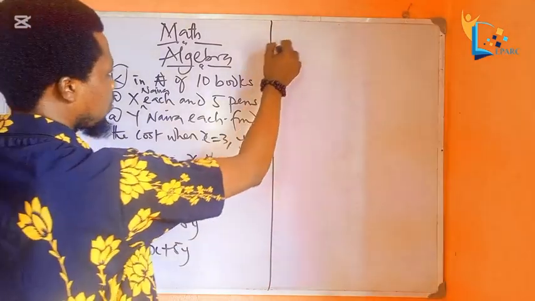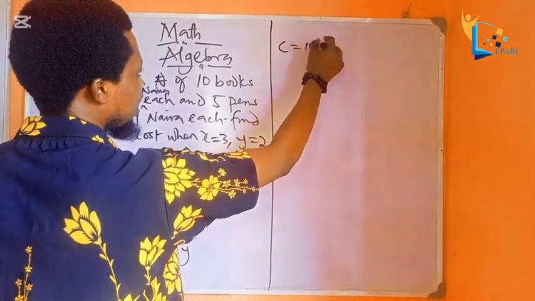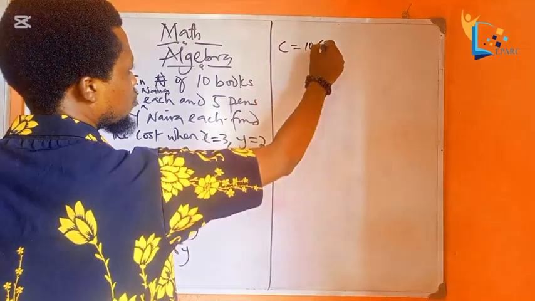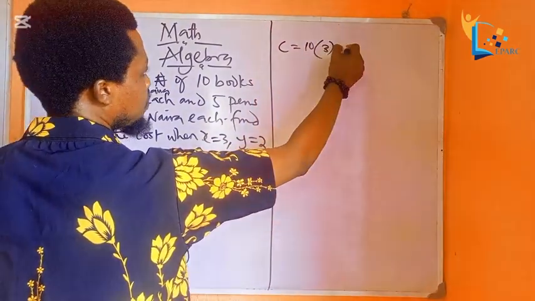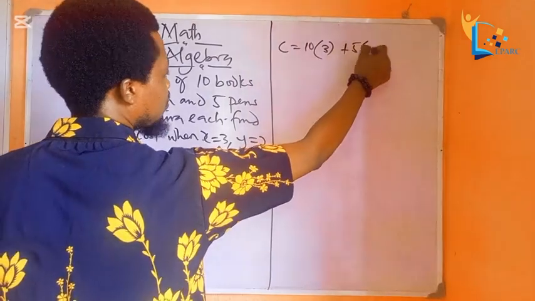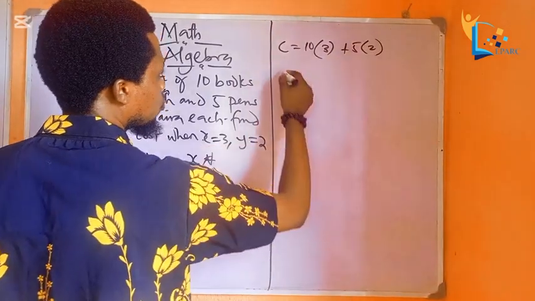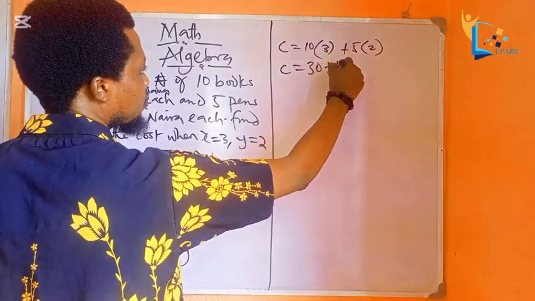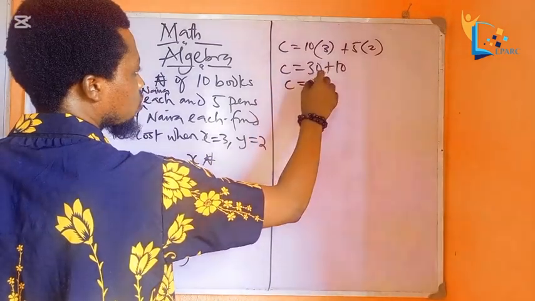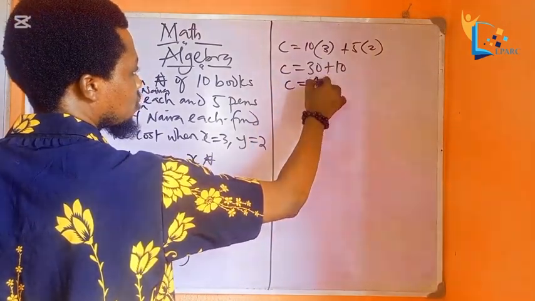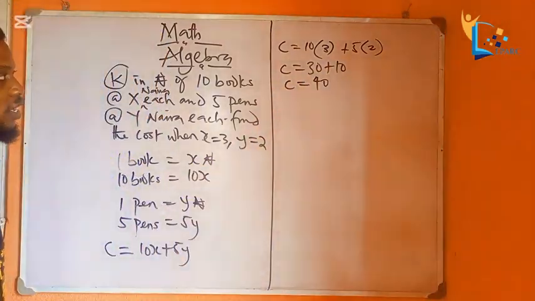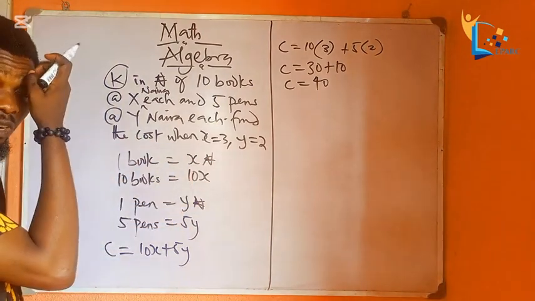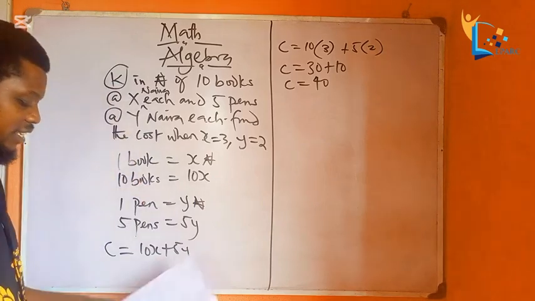So here we have C is equal to 10, we substitute 3, plus 5, y is what? 2, substitute. So C is equal to 10 times 3, 30, plus 5 times 2, 10. So C is equal to 30 plus 10, which is 40. This is a simple algebraic expression. Are we together? Then let's move forward.